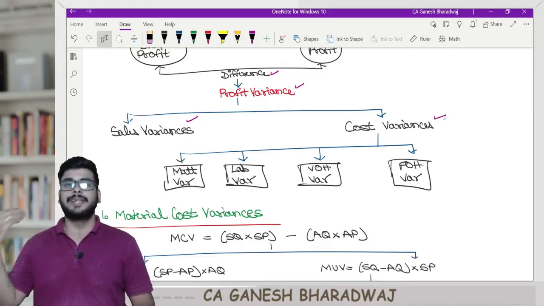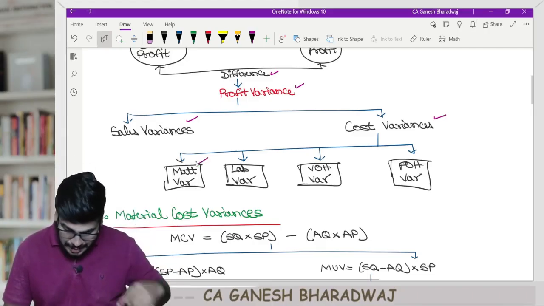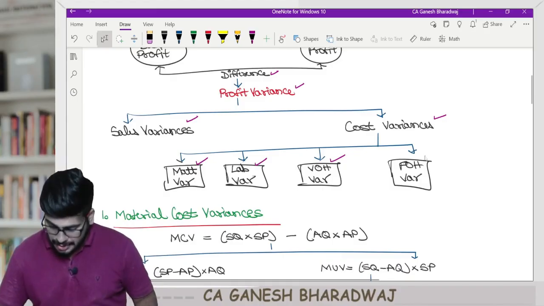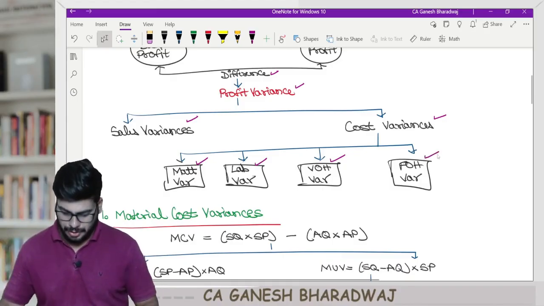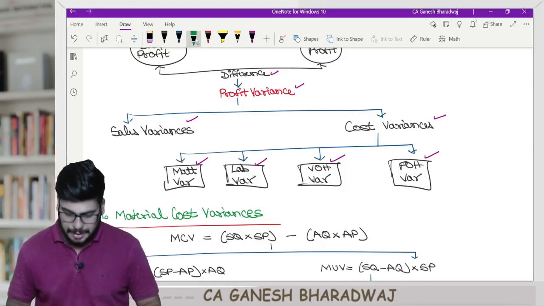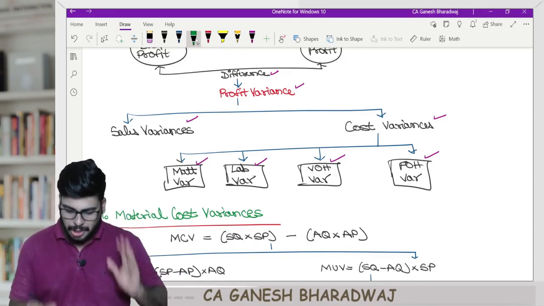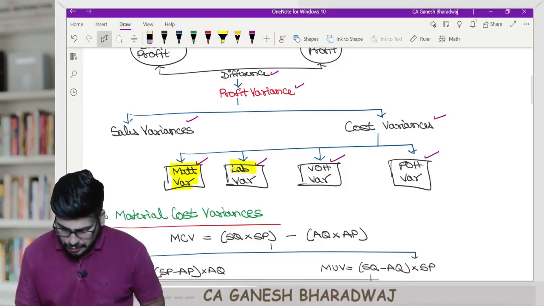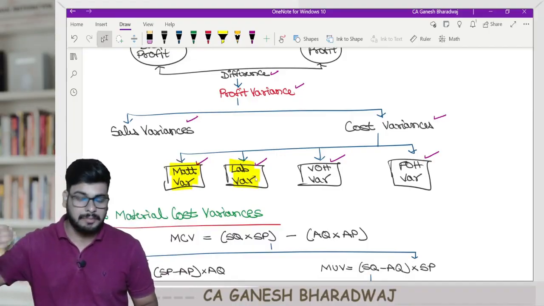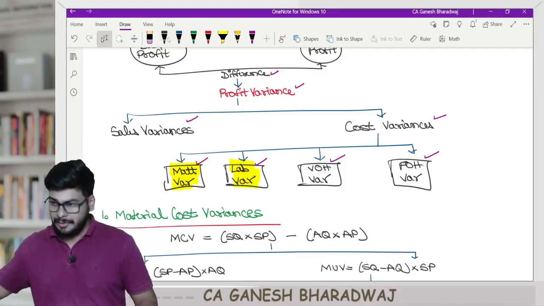Now, if you further dig into it, cost variances can be further classified into four broad categories. It could be material cost variance, labor cost variance, variable overhead cost variance, or fixed overhead cost variance. Are you clear with this, guys? Yes. Now, in this CMA intermediate syllabus, if you are a student appearing for paper 8 cost accounting, in your syllabus you have only material cost variance and labor cost variance. That's about it. Whereas if you are a paper 12 management accounting student, writing the second group, in that case, all the variances are applicable.